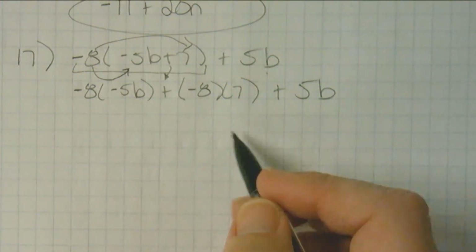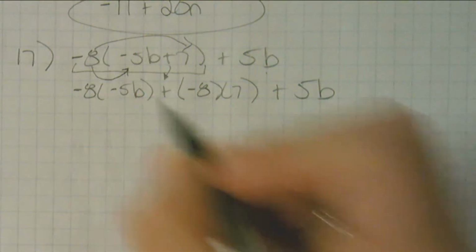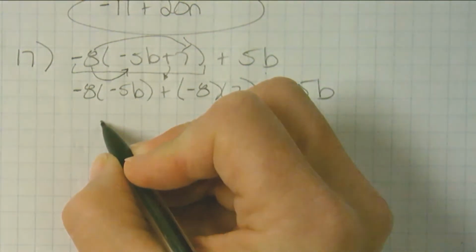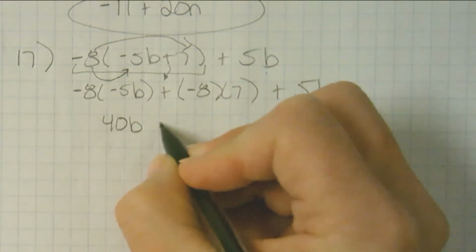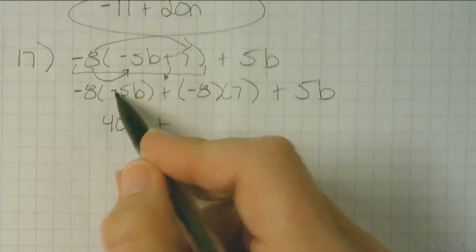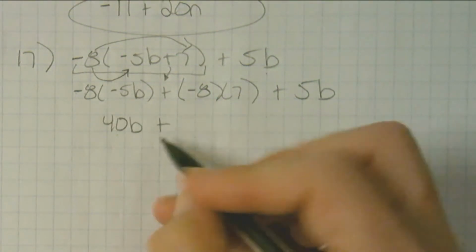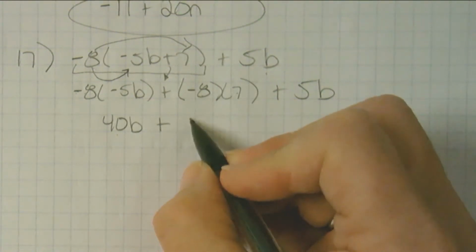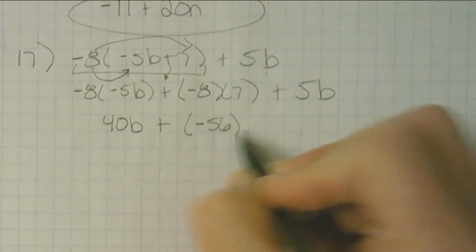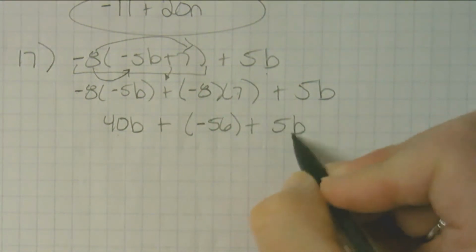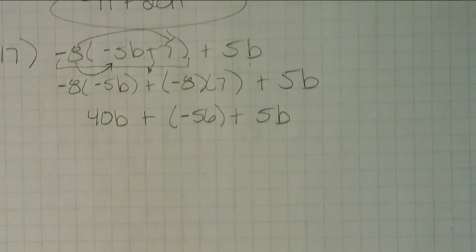Okay, so now, Mateo, I am going to go through and just multiply those two things out. Negative 8 times negative 5b is going to be a positive 40b. Plus, because remember, a negative times a negative is a positive, plus negative 8 times a positive 7 is a negative 56, plus my 5b. So now I have gotten rid of all my multiplication I possibly can. I did my distributive property, I did the multiplication, now I'm going to combine my like terms.